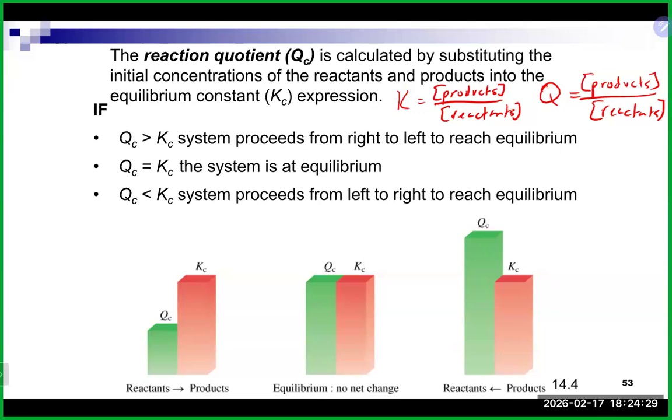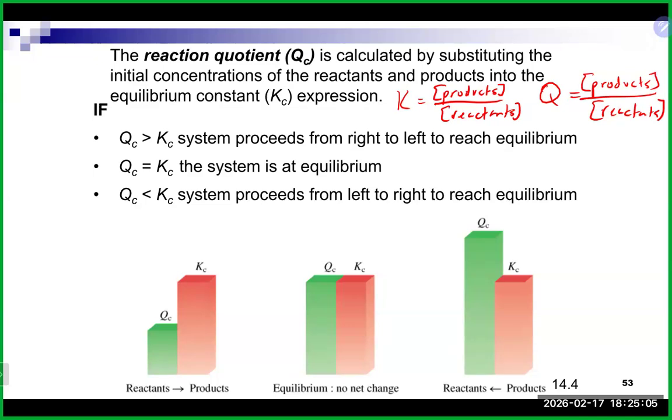First off, you may be given concentrations of everybody in a reaction or an equation, and you may not know if you're at equilibrium. So you could calculate Q and determine, based on your Q calculation versus your K value for that equation, if you're actually at equilibrium. The second thing that Q tells us is if we are not at equilibrium, it will tell us which way that reaction has to go to reach equilibrium. Does it need to make more products to reach equilibrium? Does it need to make more reactants to reach equilibrium?